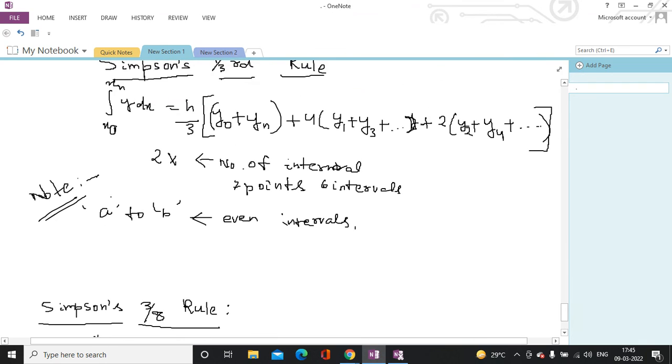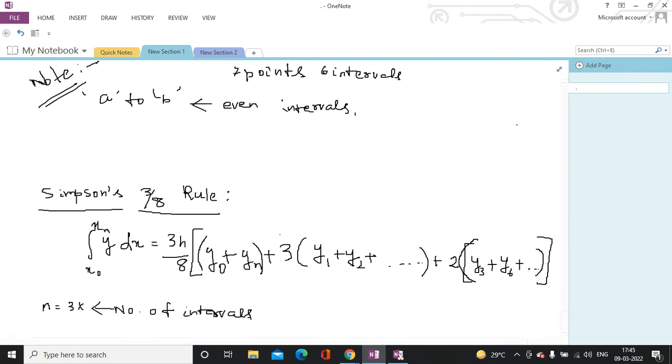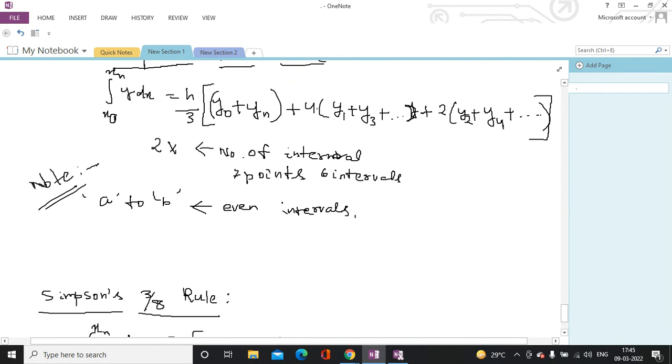And in Simpson's one-third rule, we need even subintervals, so with 2 we are multiplying y2, y4, y6 etc. In case of Simpson's 3 by 8 rule, for multiple of 3 subintervals, we are multiplying with 2 the terms y3 plus y6 etc., and the rest of the terms we are multiplying with 3.